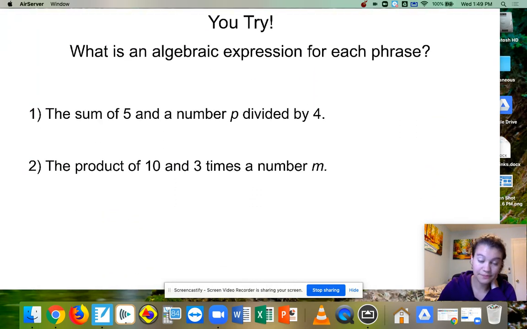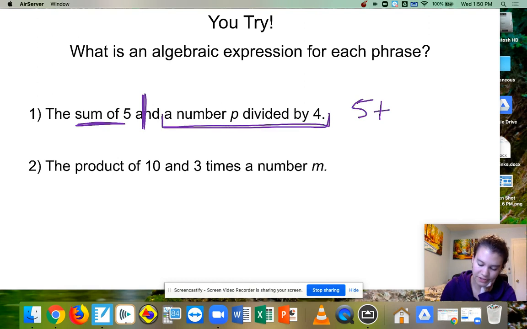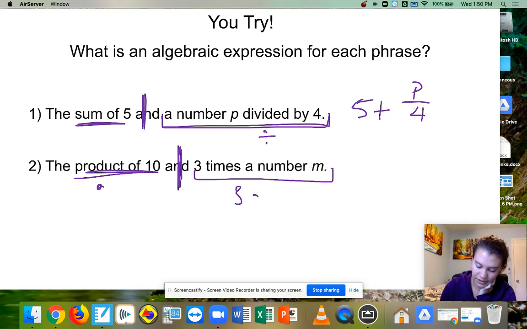So pause the video quick and try these two. All right, so we have the sum of 5 and whatever comes after it. So 5 plus this chunk, which is p divided by 4. We want the product of 10, so that's multiplication, and something here, 3 times m. So this will end up being 10 times 3 times m, which you can then simplify to 30m by multiplying the 10 and the 3 together.